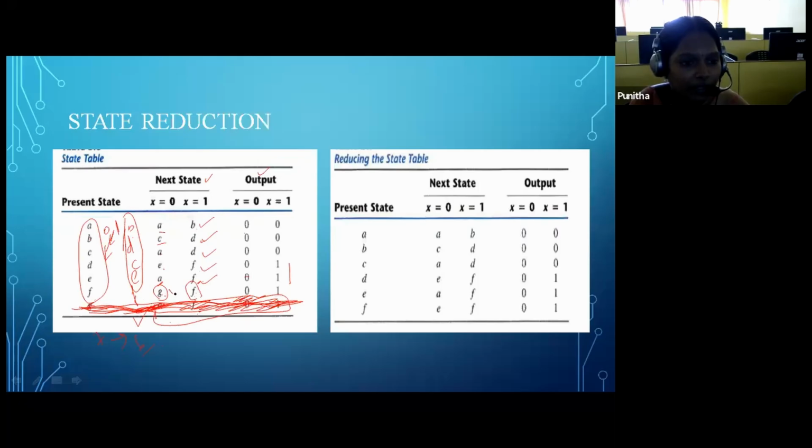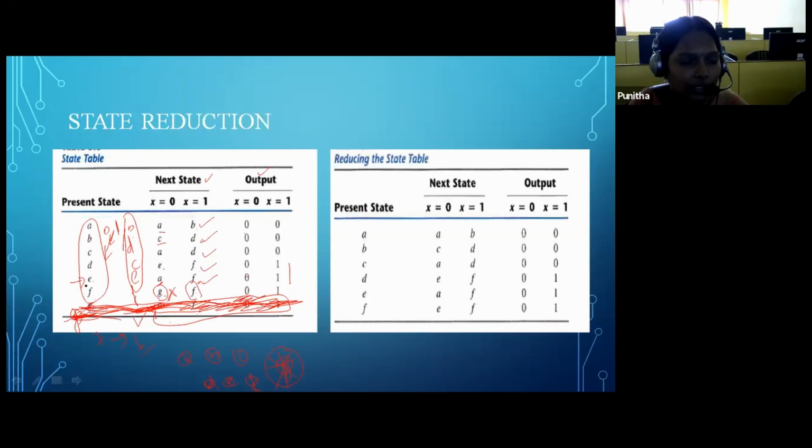G should not come here, because overall I have only six states: A, B, C, D, E, F. G I don't have as a state, because I have already eliminated it. G should not come in the next state. I have to replace it with some other state. I said earlier that E and G are equal. E processing and G processing are equal to each other, so only I eliminated G.